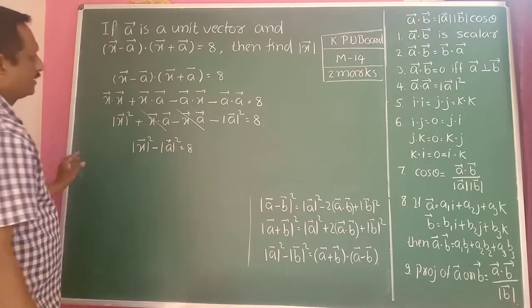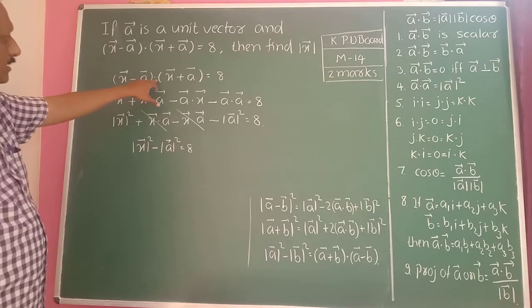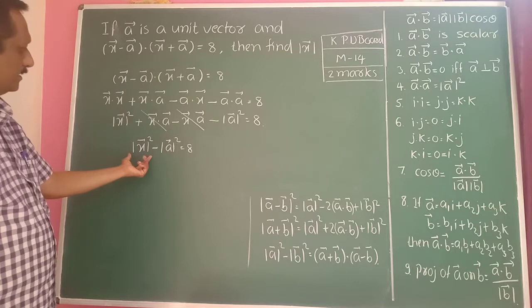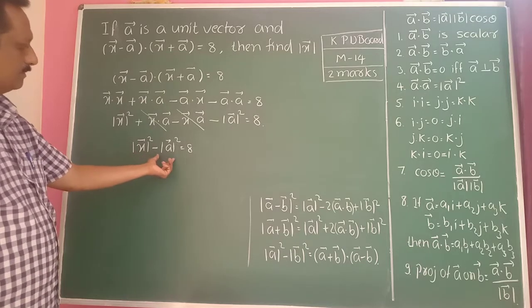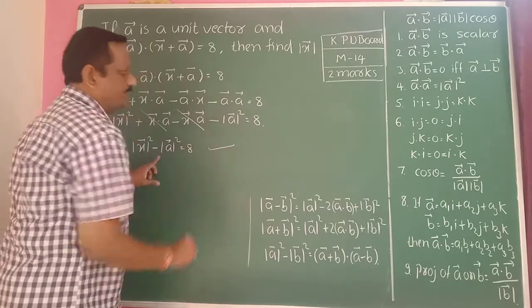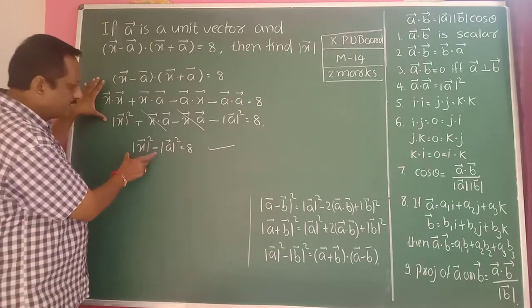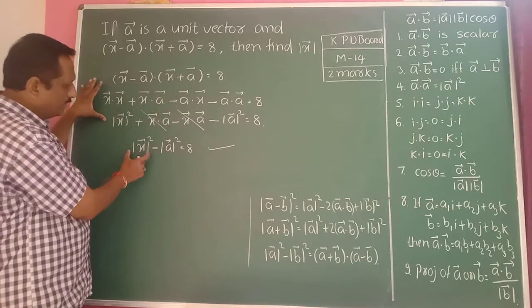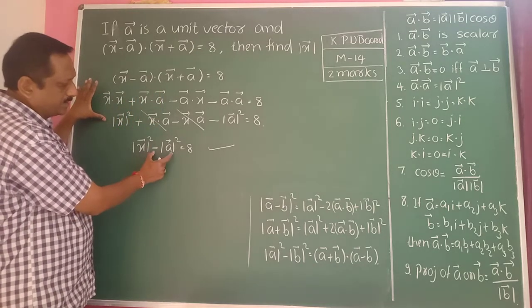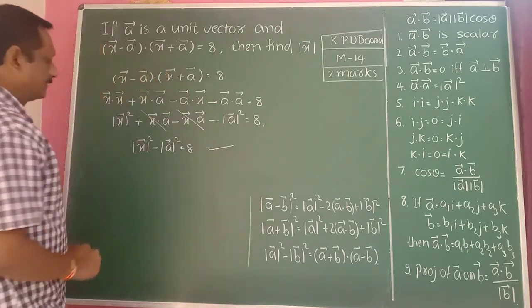Okay, hence (x bar minus a bar) dot (x bar plus a bar) is modulus of x bar square minus modulus of a bar square here. You can directly write this step. Instead of writing all these three steps, you can directly write this one. This is equal to modulus of x bar square minus modulus of a bar square, using this formula.